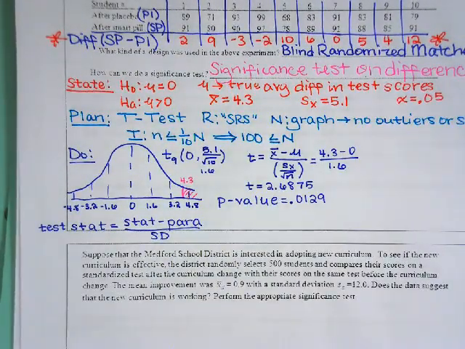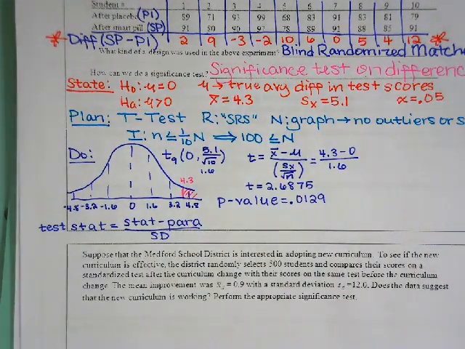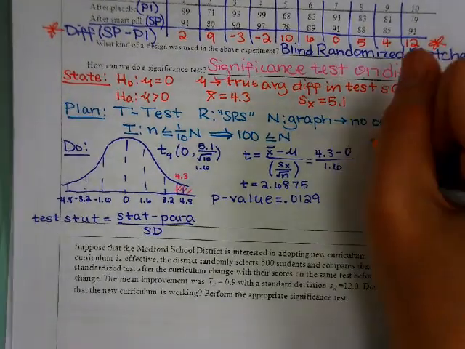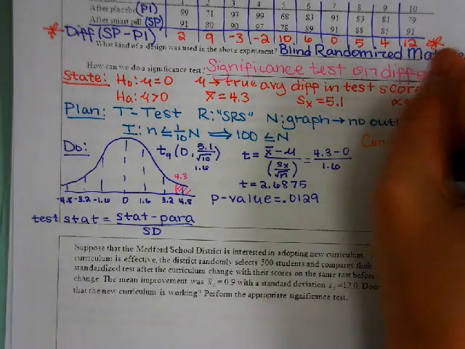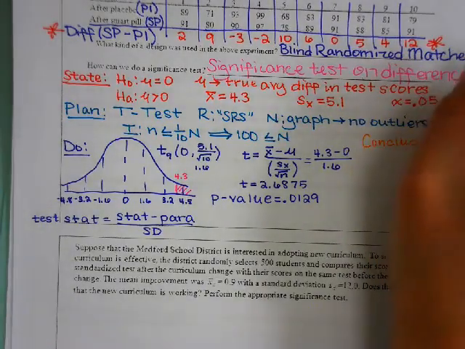No questions? All right, conclude. How do we start the conclusion? Assuming H null is true.